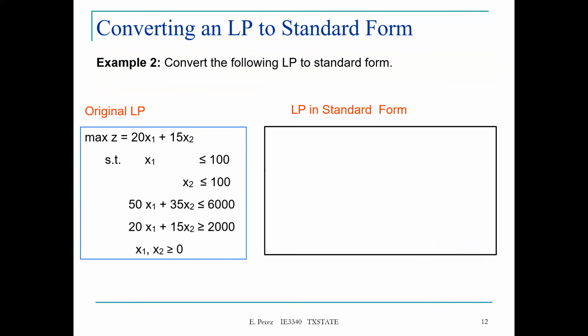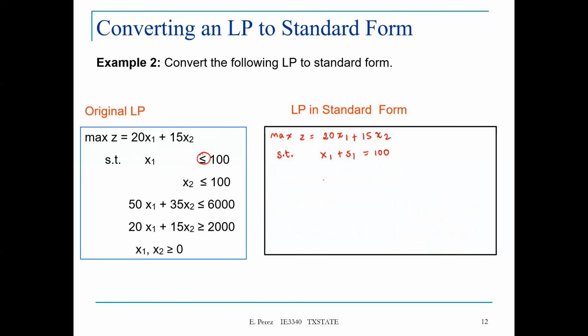Okay, so now we have a combination. We have an LP that has inequalities of different forms: less than or equal to and greater or equal to. We want to transform this into standard form. If we follow the same steps, we want to maximize Z equals 20 x1 plus 15 x2, subject to x1. This is a less than or equal constraint, so that means that we add a slack variable, S1, equals 100.